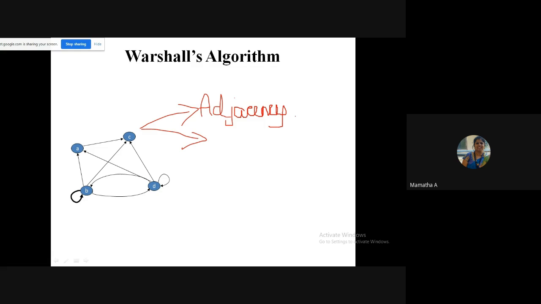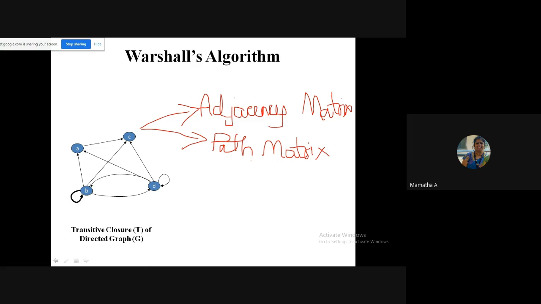You have to construct first the adjacency matrix. You know what is an adjacency matrix? An adjacency matrix is a Boolean matrix of size 4 cross 4, wherein it gives 1 if there is an edge from i to j, 0 if there is no edge. And you will also construct a path matrix. Path matrix gives 1 if there is a path, 0 if there is no path. So take this example, construct both the matrices, right? I've already given, but you construct.